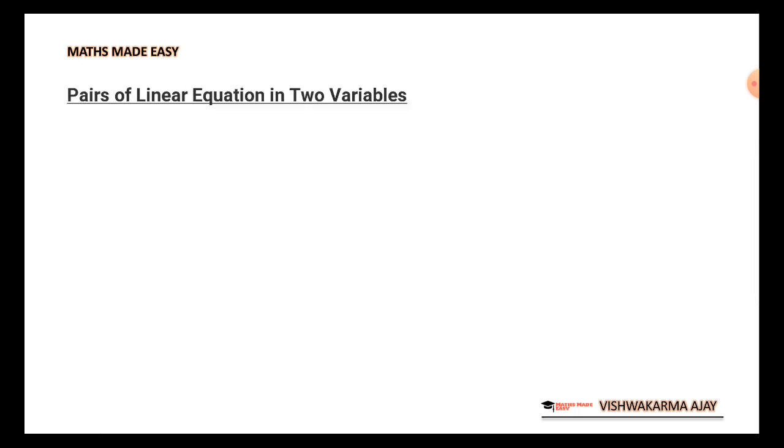Now, pair of linear equations in two variables. The sentence itself explains itself. Pair, it's a pair. There are going to be two linear equations in two variables.